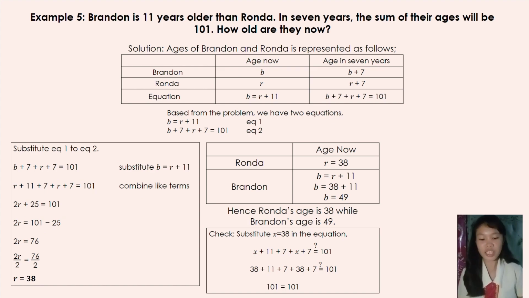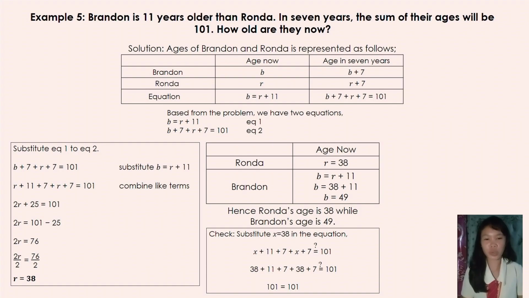So solution, the ages of Brandon and Rhonda are represented as follows. Brandon's age now is represented by letter B, and Rhonda's age now is represented by letter R. So the equation for their ages now is B equals R plus 11. Brandon's age in 7 years will be B plus 7, and Rhonda's age in 7 years will be R plus 7. And the equation for their ages in 7 years is B plus 7 plus R plus 7 equals 101. So based on the problem, we have two equations: B equals R plus 11 for equation 1, and B plus 7 plus R plus 7 equals 101 for equation 2.